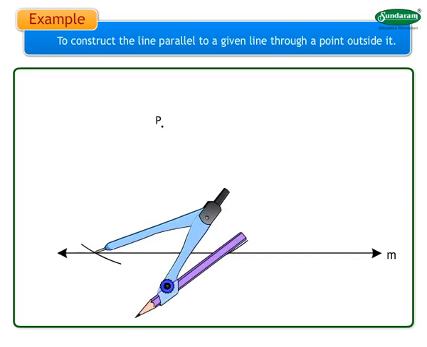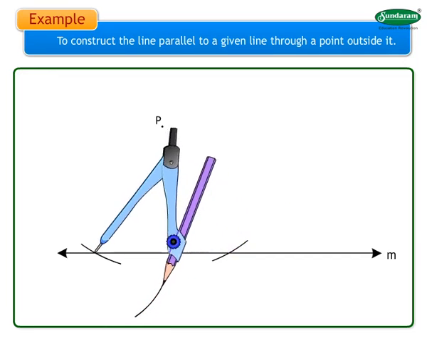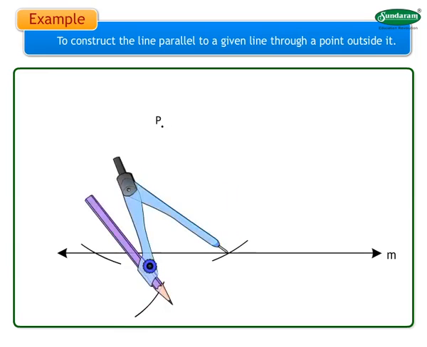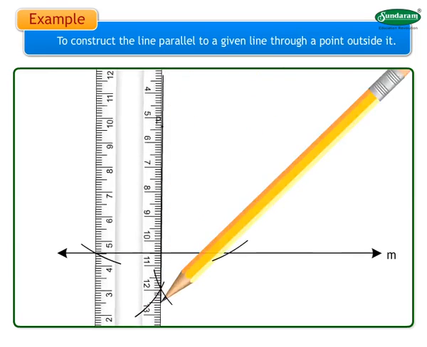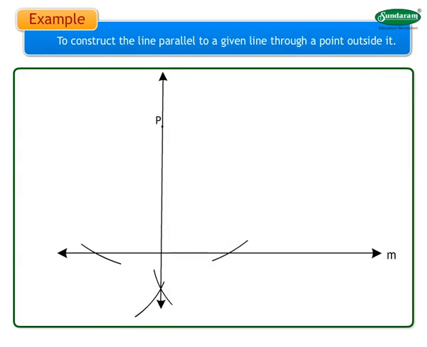Measure more than half the distance between the two arcs and draw two intersecting arcs below the line M. Then, draw a line passing through point P and the intersecting arcs.